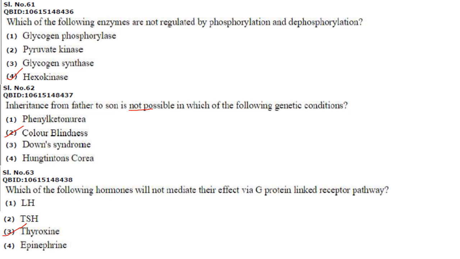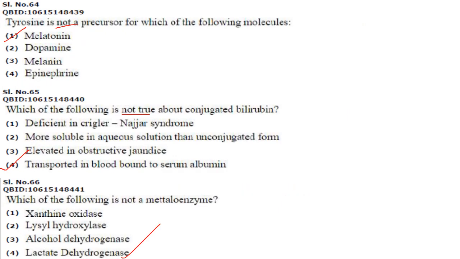Then next one, which of the following hormones will not mediate their effect via G protein linked receptor pathway? So now it is thyroxine, which is not having any G protein linked receptor pathway. Then next one, tyrosine is not a precursor for which of the following molecules? So melatonin. Tyrosine is not a precursor for melatonin. Answer is option 1.